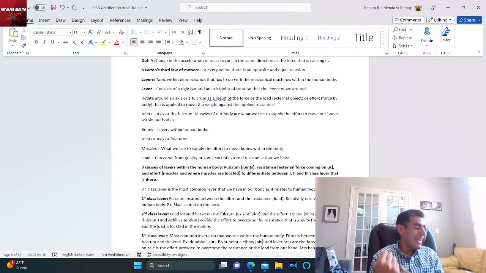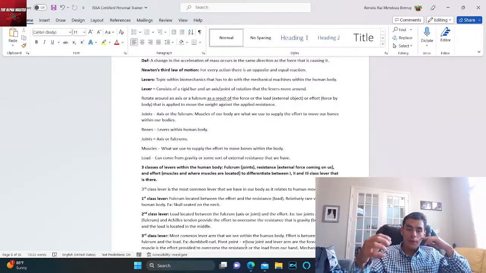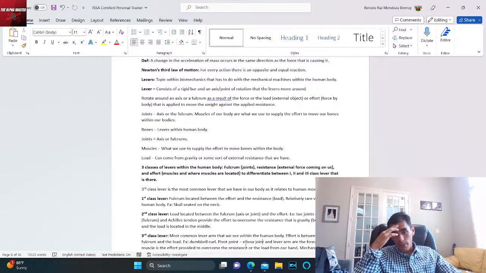The effort of the biceps brachii is located between the fulcrum of the elbow and the load of the weight. And that's true. So the most common lever arm that we see within the human body has the effort located between the fulcrum and the load. An example is a dumbbell curl.